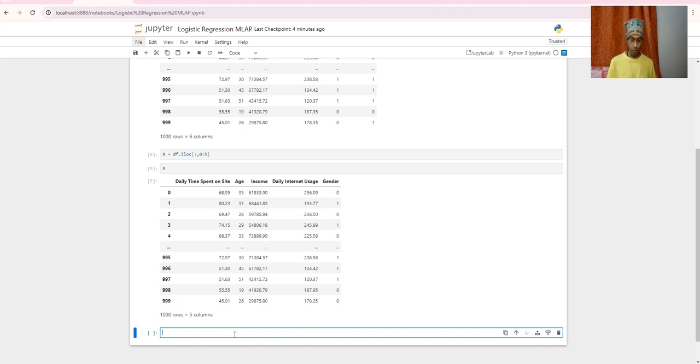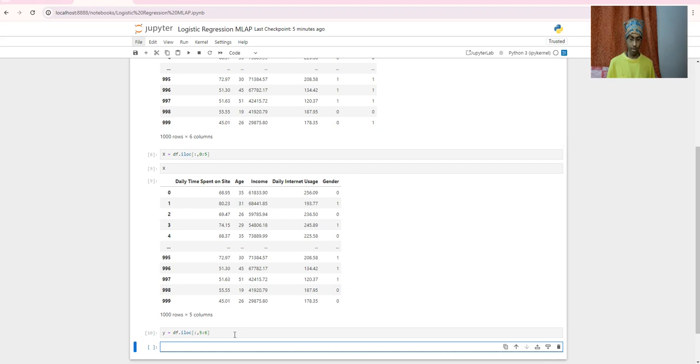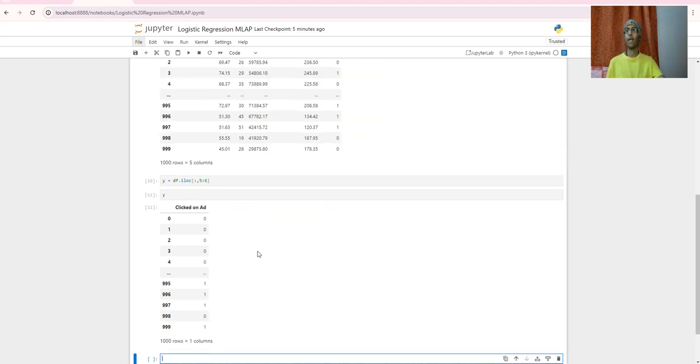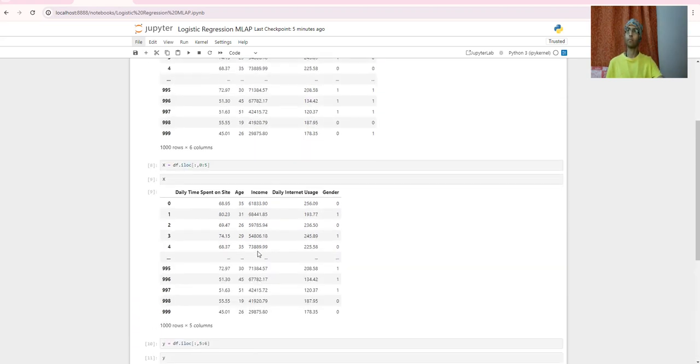Now we create the Y variable, which is the dependent variable. For this we need only the last column, df.iloc. We need all the rows. We can just put a colon and it will select all the rows, and we need only the last column, so we write 5:6. We have the last column.